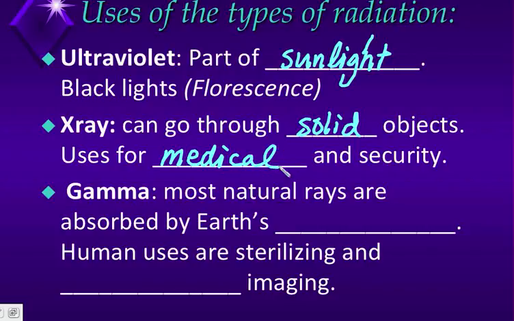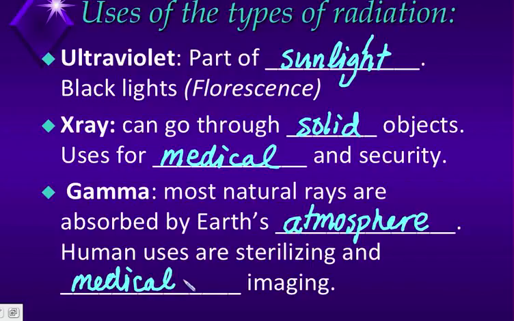And then gamma, being the most powerful, like we said, most of it gets absorbed by the Earth's atmosphere. Okay, but we can use it for some medical purposes, both sterilizing and medical imaging. We can use it for cancer treatments right now, imaging different parts of the body that the X-ray is not strong enough for, and we can even use it to see through things that are not medical related, like cars, buildings, almost like a superpower X-ray type of a situation.